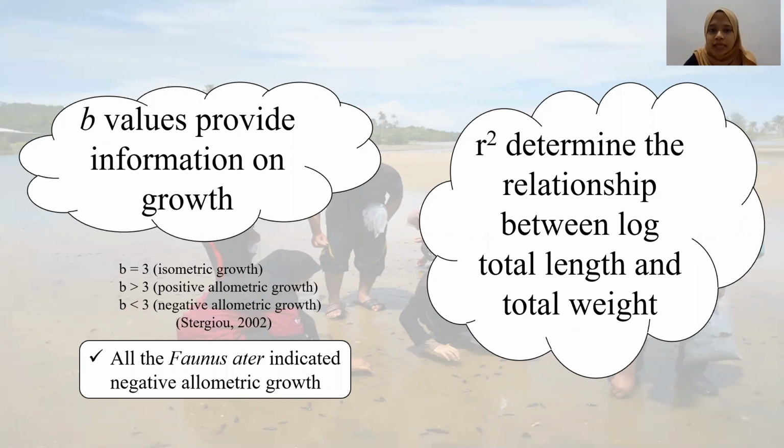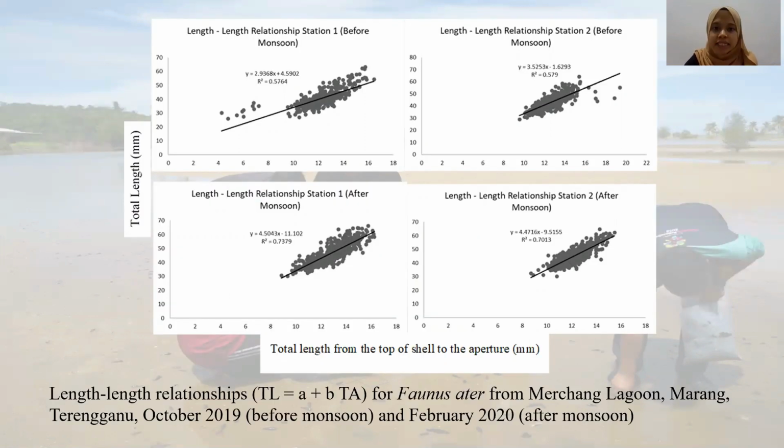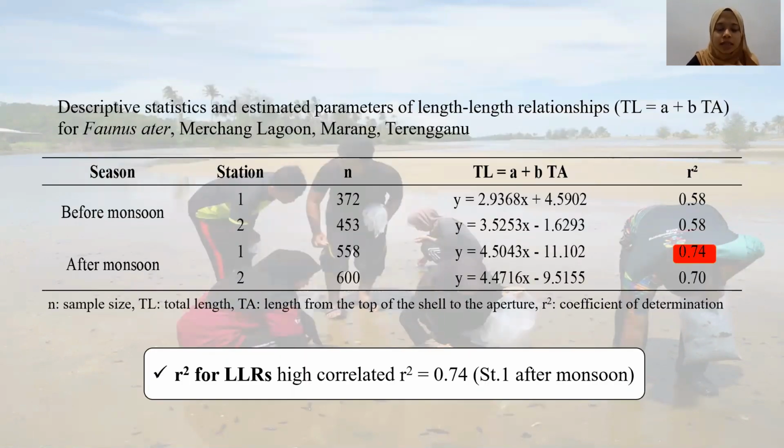R square determines the relationship between log total length and total weight. This is the graph of length-length relationship. From the graph, I know that the R square of length-length relationship is highly correlated, which is 0.74 at Station 1 after monsoon.